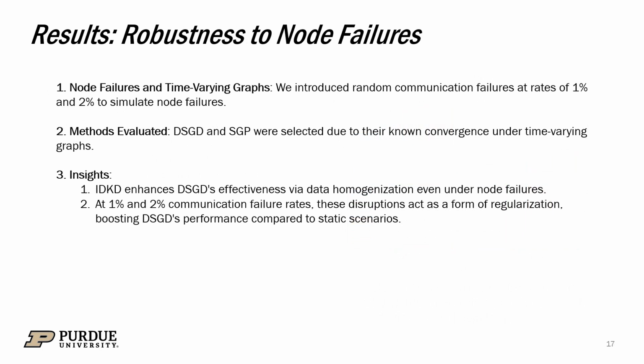One of the big advantages of decentralized learning is robustness to node failures. Node failures result in time-varying graphs. To study this aspect, we introduce random communication failures at the rate of 1 and 2%. We evaluated DSGD and SGP because they are known to converge under time-varying graphs. We see that IDKD improves DSGD's performance via data homogenization even under node failures. Interestingly, at 1 and 2% communication failure rates, we see that these disruptions act as a form of regularization, boosting the baseline DSGD performance.